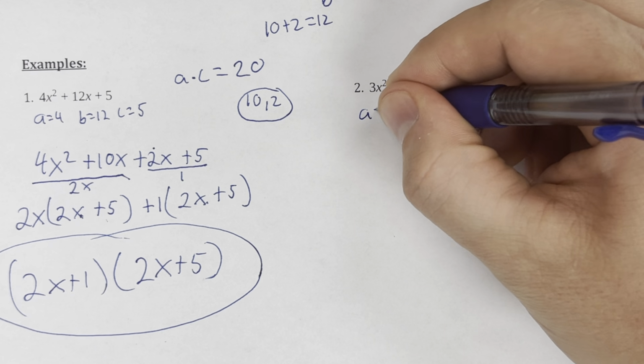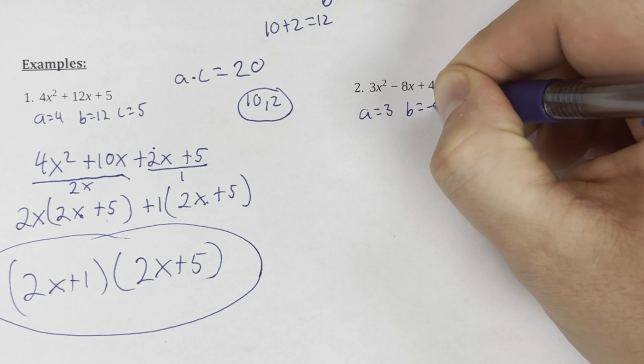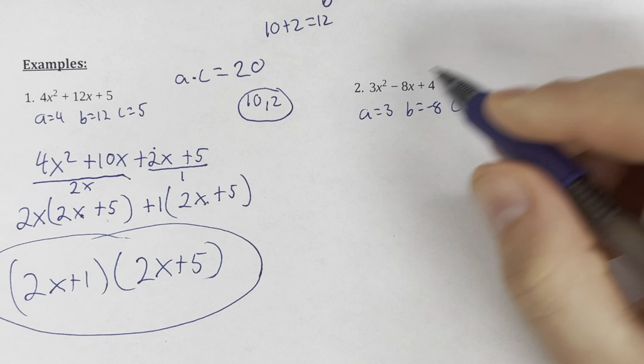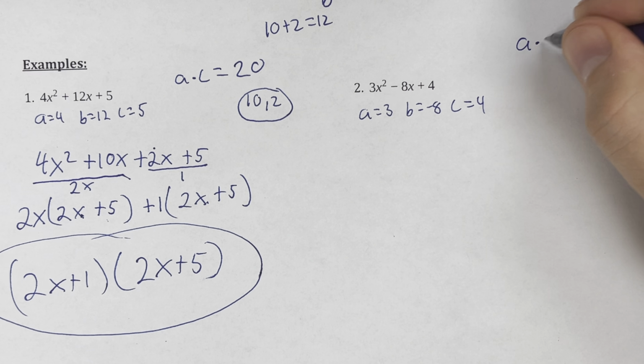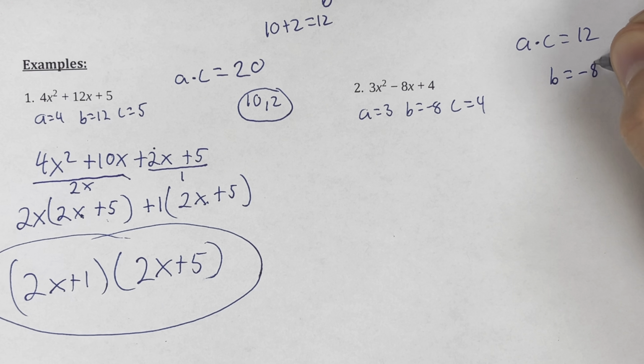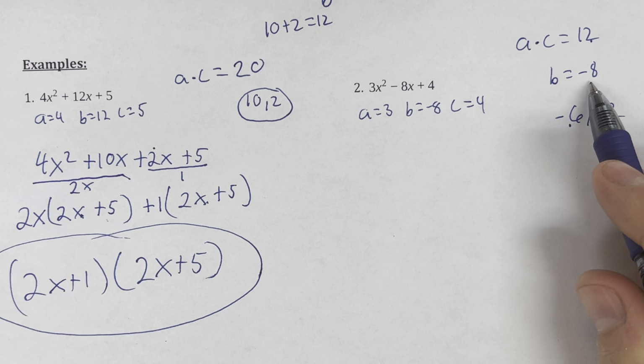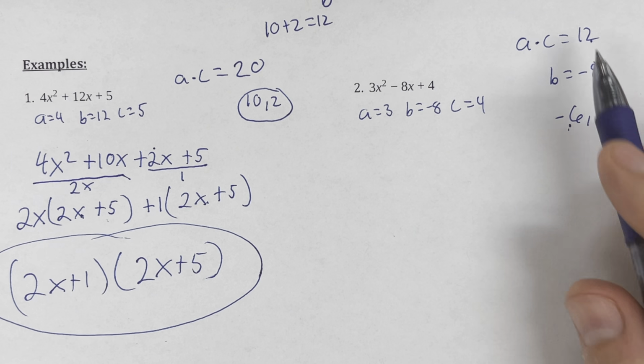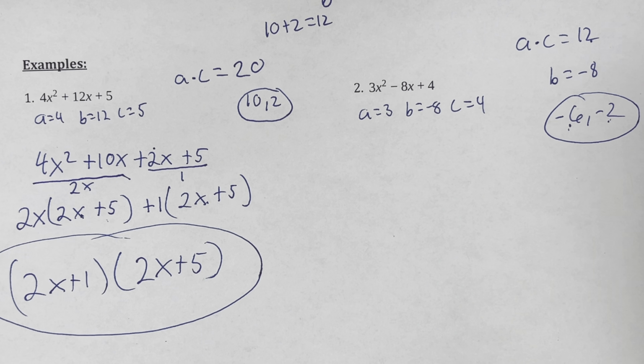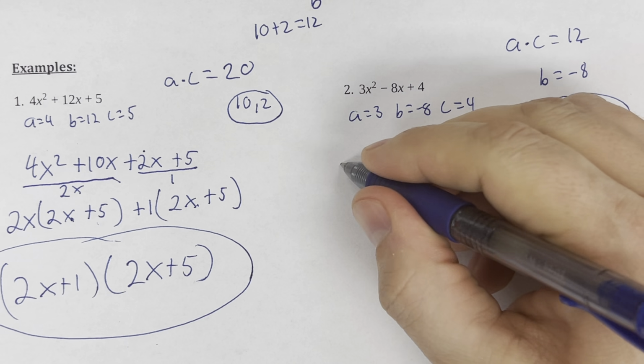Let's label them out. A is equal to 3. B is equal to -8. C is equal to 4. AC is equal to 12. B is equal to -8. So we need factors of 12 that add up to -8. So our factors of 12 that add up to -8 are going to be -6 and -2. -6 plus -2 is -8. -6 times -2 is positive 12. So we got it.